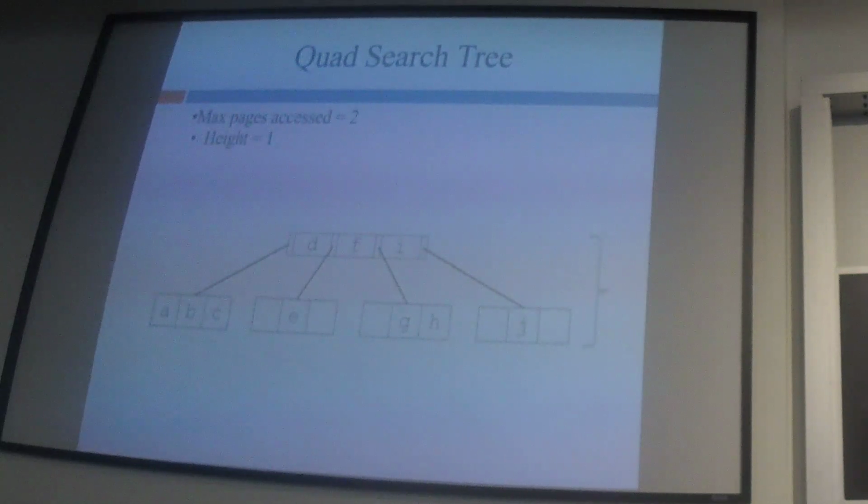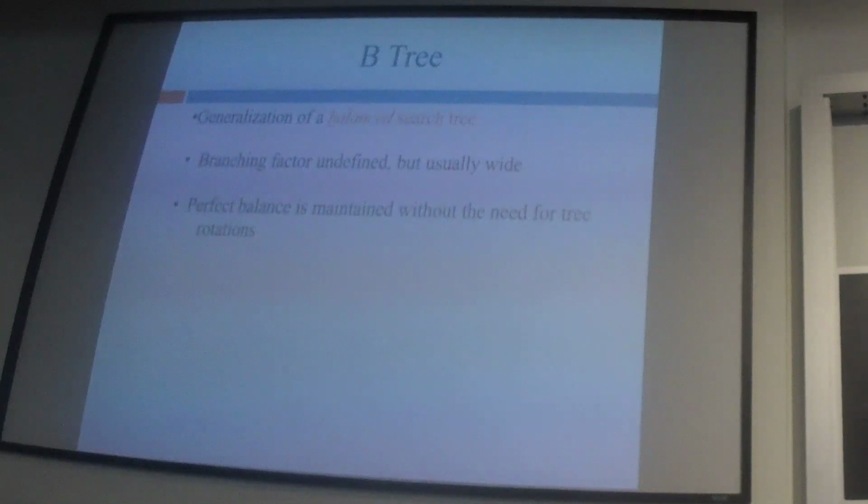Every leaf node will always be at exactly the same depth. So this is actually called a B tree. It's a generalization of a balanced search tree. So the B stands for balanced, not binary. And in fact, the branching factor is usually quite wide in a B tree. So it could be like 10, could be like 100, super wide trees.